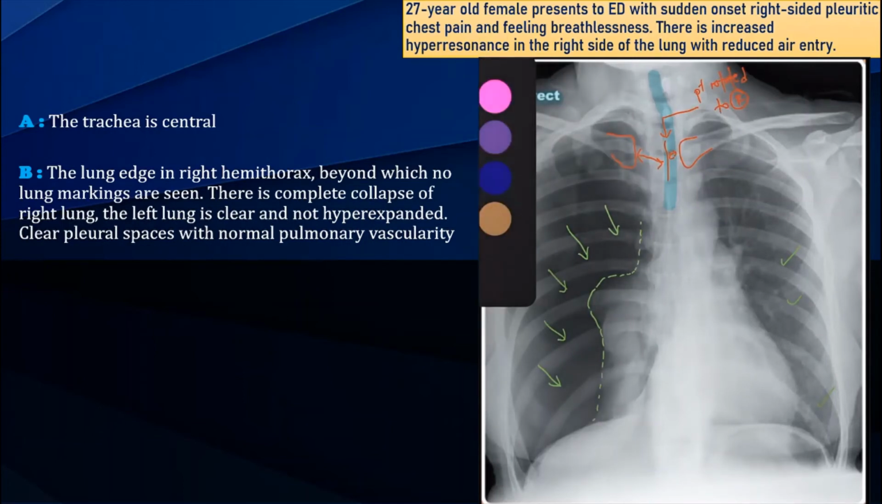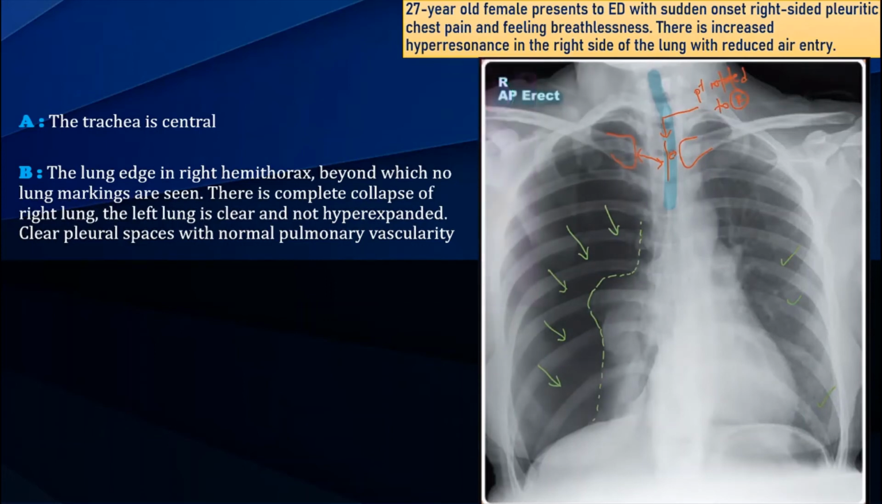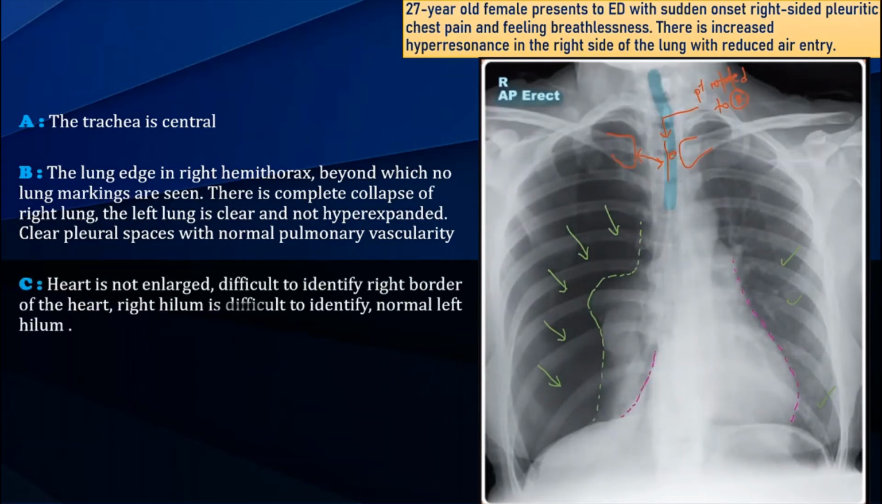Next is C. So C, you're looking at the cardiac. I can see a clear left heart border here, but it's quite hard to look at the right side of the heart border. It's quite hard, probably due to the patient's rotation or just the right side lung collapse. So it can be a little difficult to identify the right heart border, but the left side is clear.